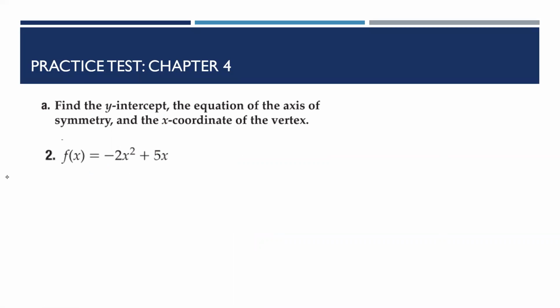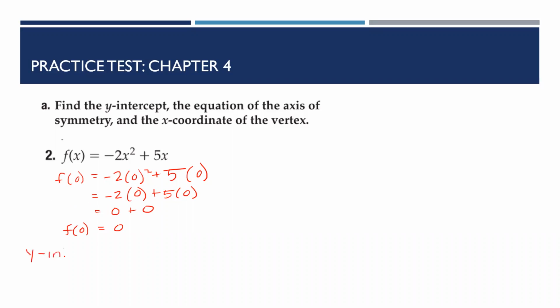So first thing for the y-intercept is when x is equal to 0. So what you want to do is plug in 0 into the original function, and then use order of operations to simplify. So you do exponents first, so 0 times 0 is just 0, and bring everything else down. Then you multiply. -2 times 0 is 0, and 5 times 0 is 0. 0 plus 0 is 0, okay? So the y-intercept is going to be equal to 0, okay?